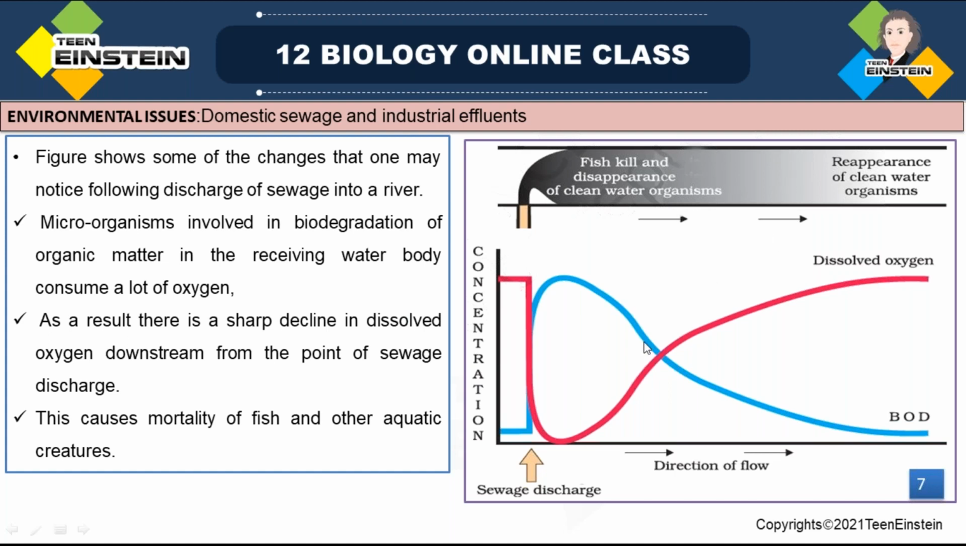So this organism, they will use this biodegradable organic matter, and that will consume a lot of oxygen. So as a result of that oxygen utilization, a sharp decline in the dissolved oxygen we can see. So that causes the death of, or that creates the mortality of fish and all other aquatic organisms.